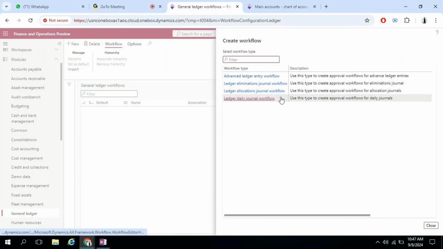This is a system defined workflow. Okay, so the ledger daily journal workflow I want to enable. If you want to create a new one, then a technical consultant will be required for it, and you need to define your requirement to him.